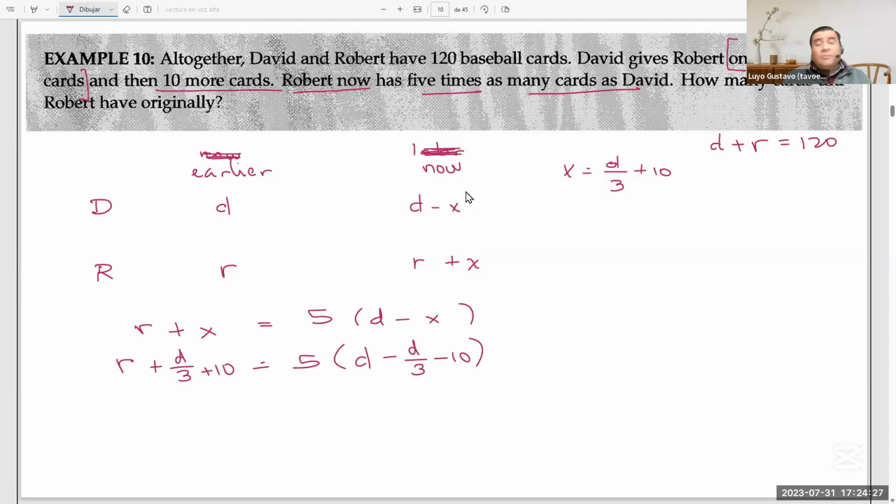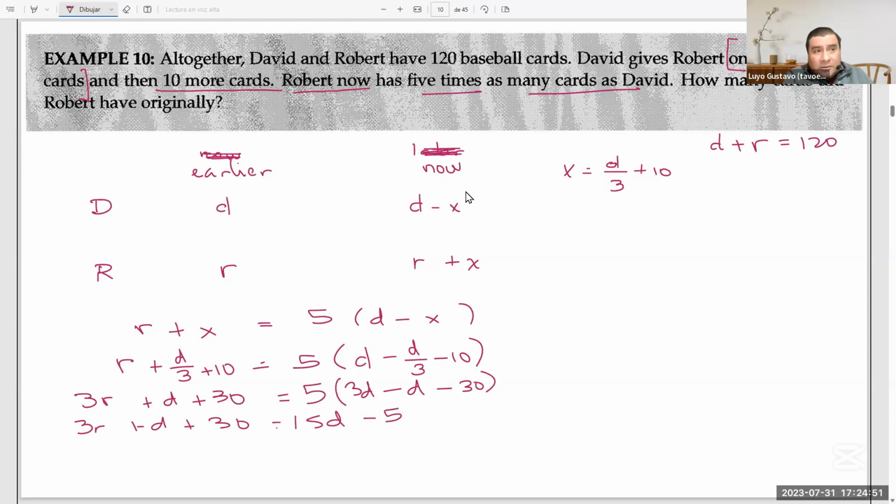Now, can you solve this? Multiplying everything by 3, you have 3R plus D plus 30. Here, multiply by 3 all the terms in the parentheses only. So you have 3D minus D minus 30. So open the parentheses, what do you have? You have this.